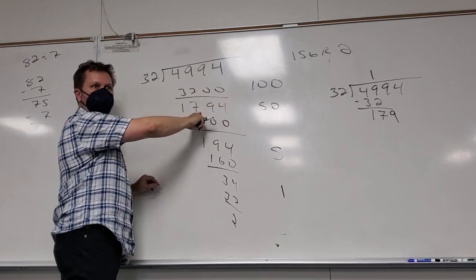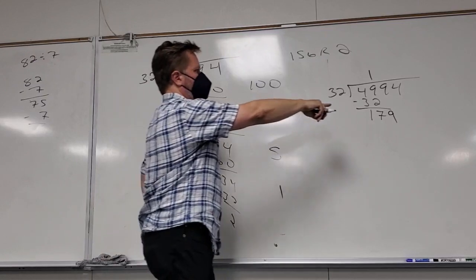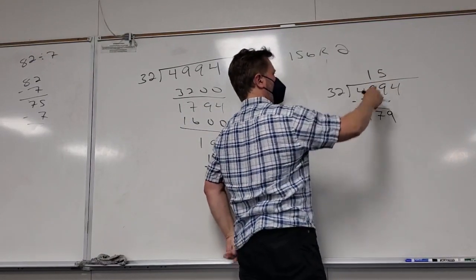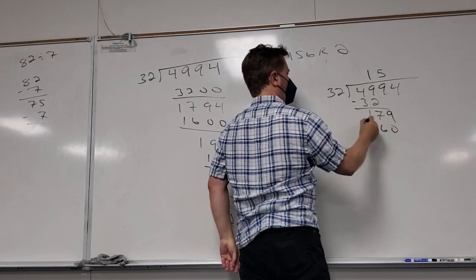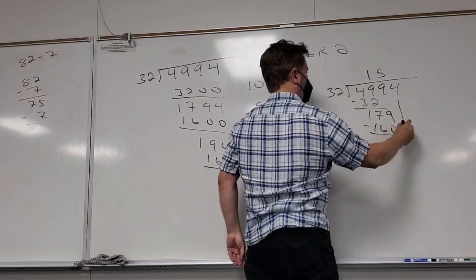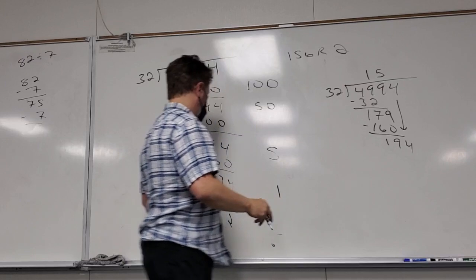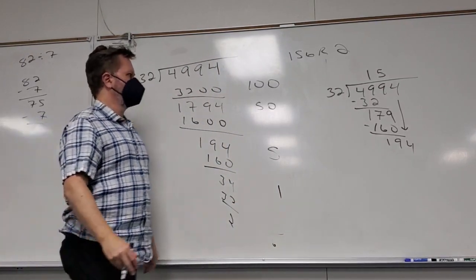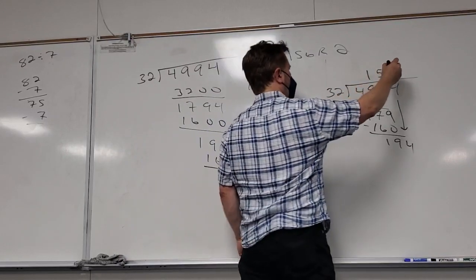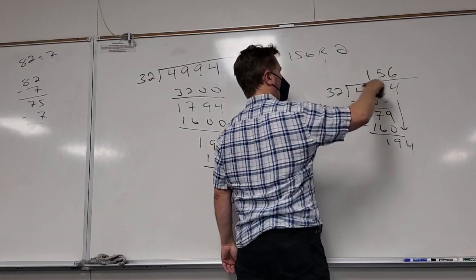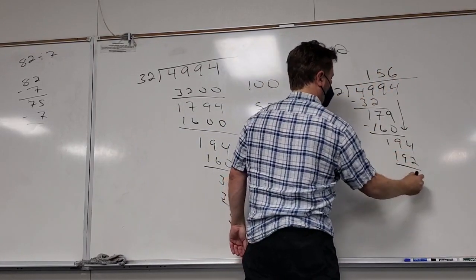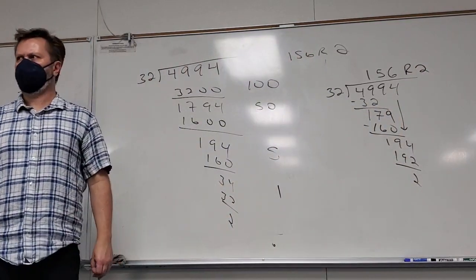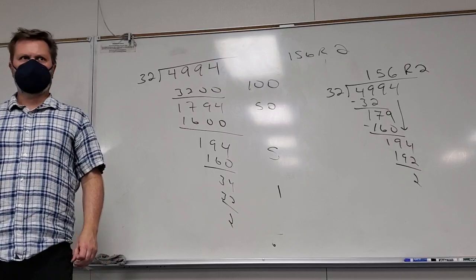Yeah. Okay. 32 into 179 looks to go maybe 5 times, right? That'll be 160 like we got earlier. 194. Just like where we were there. Look at that. Neat. And then this was 6. That'll be 192. And there's my remainder 2. Yay. Okay, I like it. I like it. Nifty.